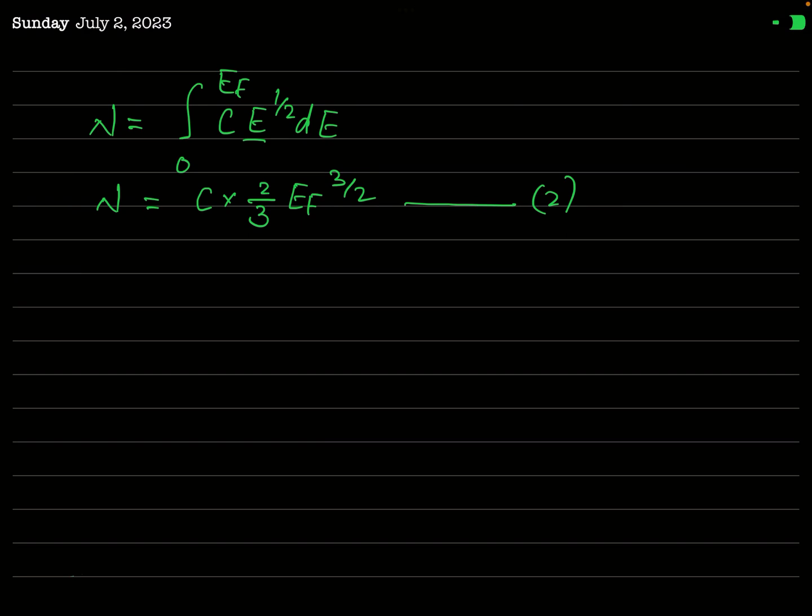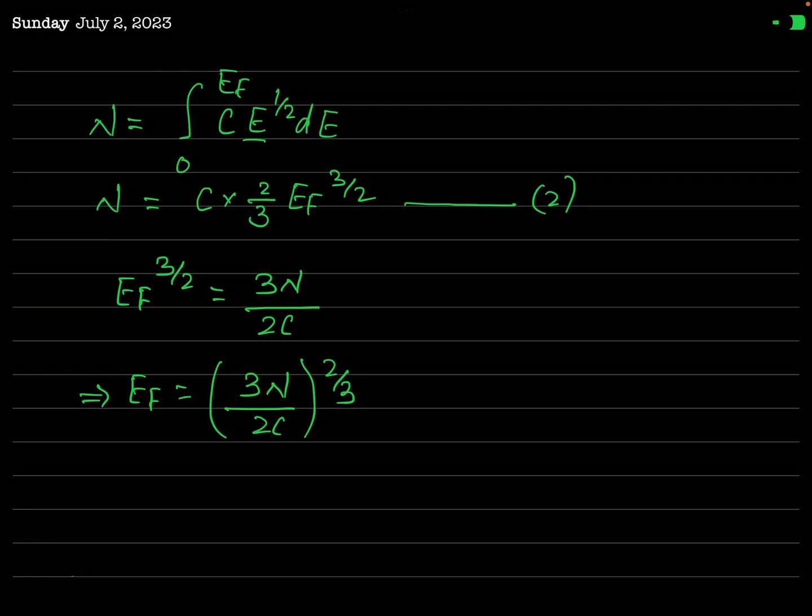Now from this result you can see that EF to the power 3 by 2 is equal to 3N divided by 2C, and so EF is equal to 3N divided by 2C, whole to the power 2 by 3. Now, you have seen that this constant C is equal to 4 pi V divided by h cube times 2m to the power 3 by 2. This is the value of C.